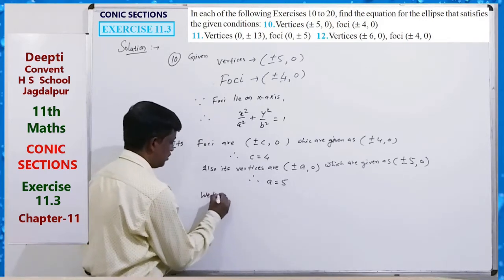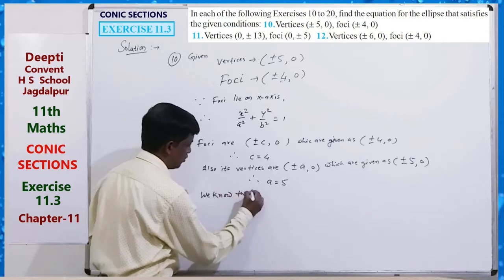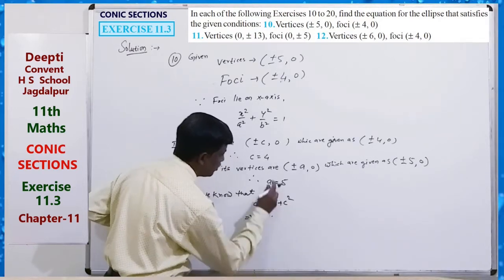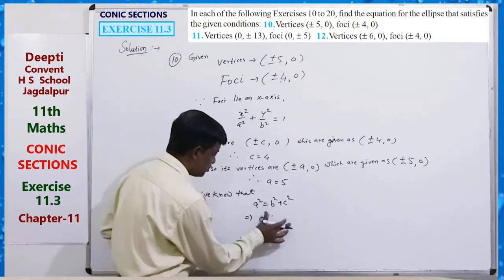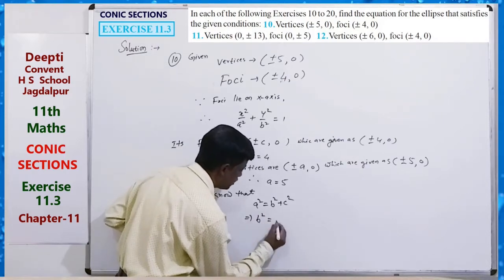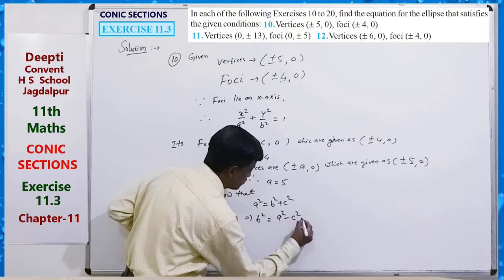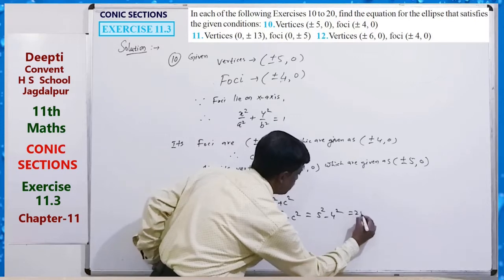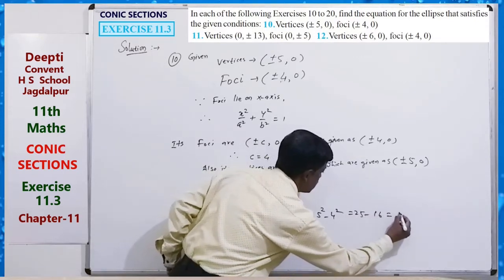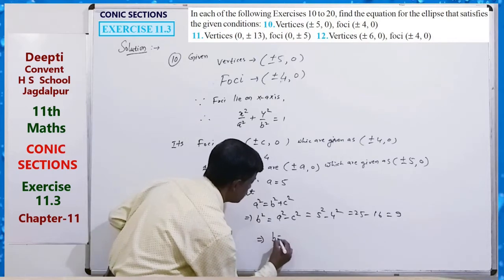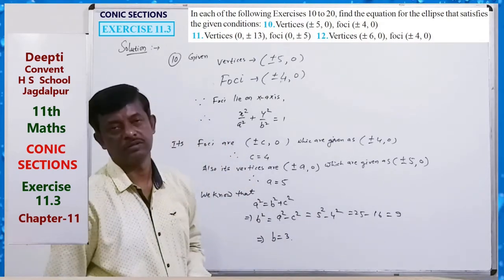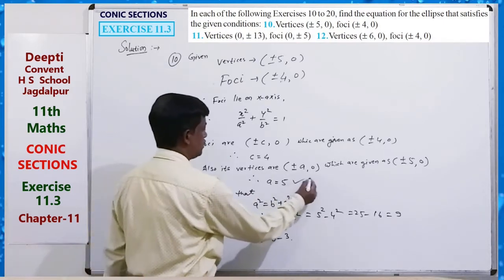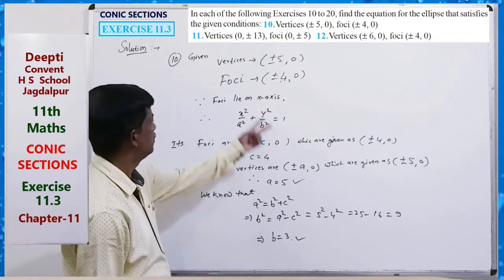We know that a square equals to b square plus c square. With c and a known, b square equals a square minus c square. A square means 5 square minus 4 square, that is 25 minus 16 equals to 9. This implies b equals to 3. Just take the positive sign here. Okay, so this is a, this is b. So the equation of ellipse will be this.